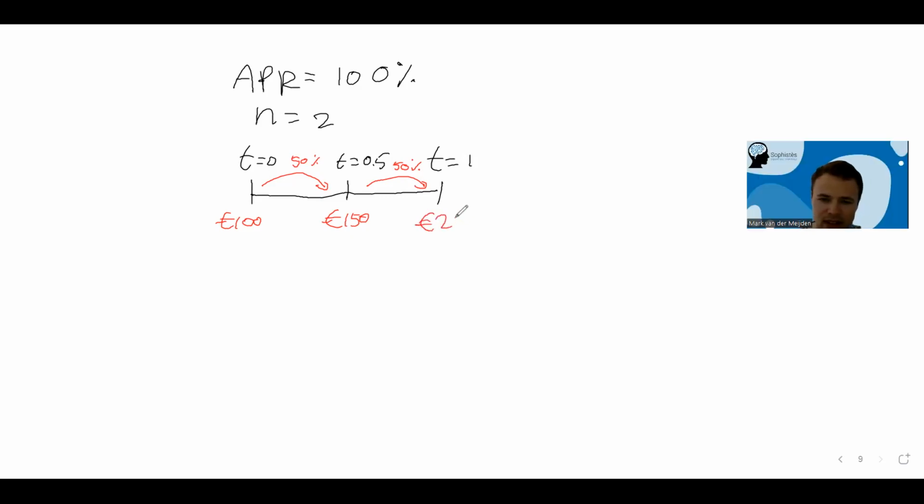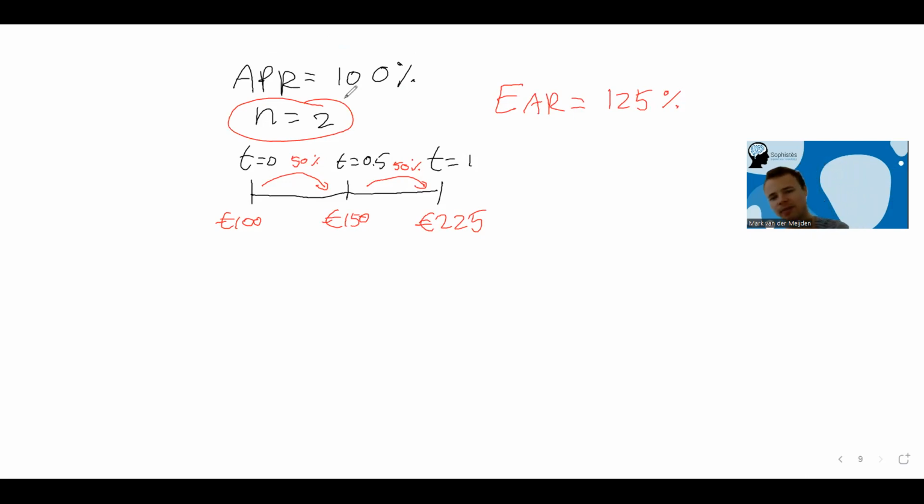225. That's interesting, because according to the APR, I should go from 100 to 200. But because the N is 2 and not 1, I effectively got 125% instead of 100%. Do you see that? So it's beneficial if your N is bigger than 1. Then you get a bit more interest because it can compound more. So do you guys understand this first example?